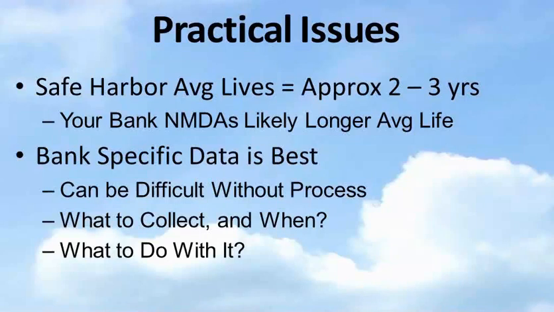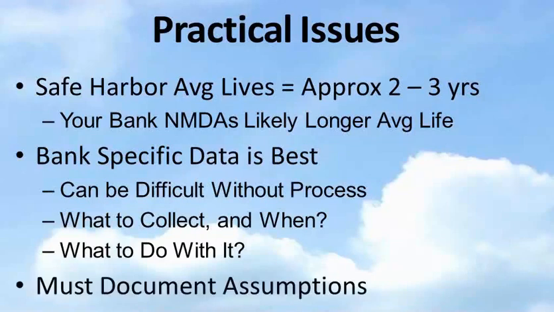Second point here is bank-specific data is best. We hear that on so many things in interest rate risk modeling. Bank-specific data is best. But how do you do it, right? It can be difficult if you don't have an established process. You're not quite sure what to collect, when to collect it, and really what to do with it. Then, once you do that, you've got to document your assumptions.